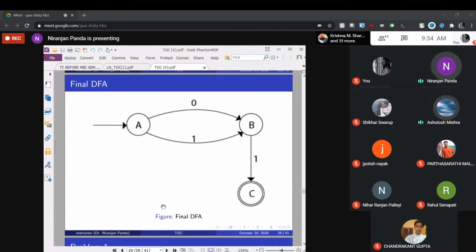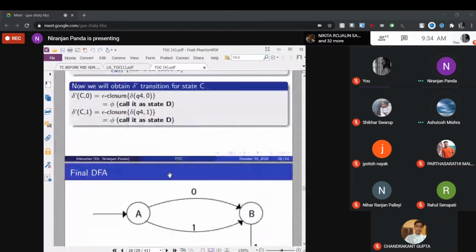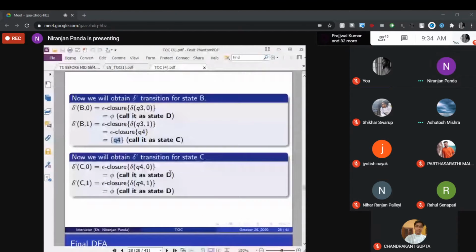No, sir. Others? I'm getting a reply only from Jyotish and Asutosh. थोड़ा लास्ट पेज Asutosh, दिखाइएगा, 28 नंबर पेज. दिखाया हूँ. Yes, others? What about others? Rahul Senapati. यस सर. कुछ डाउट है या समझ गए? नो सर, समझ गए. Okay, very nice.